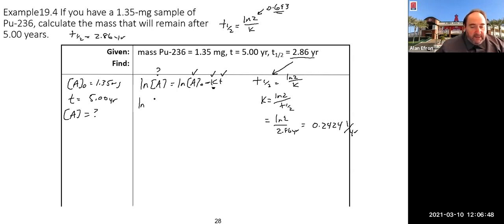So we're going to be looking for this one. And then we'll see the natural log of our initial amount, which is 1.35. We're going to subtract it from our decay constant that we calculated. And what I'm going to do is just get that out of the way so I have a little bit of room.